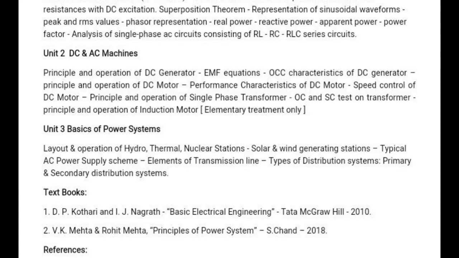From this, if you prepare hydrothermal, nuclear, and solar and wind, the 5 power plants, then you will easily answer. Basically hydrothermal, nuclear, and 3 are very important. If you prepare 3, then you will get 1 question. Similarly, from the second half is the distribution system, primary and secondary distribution systems, questions will come.